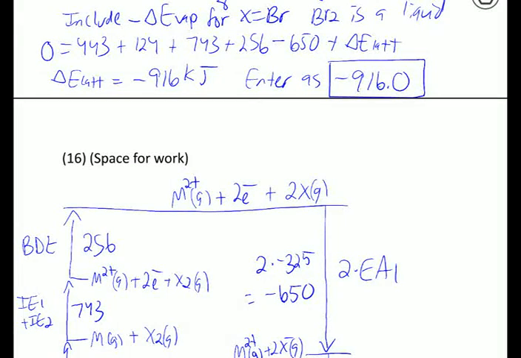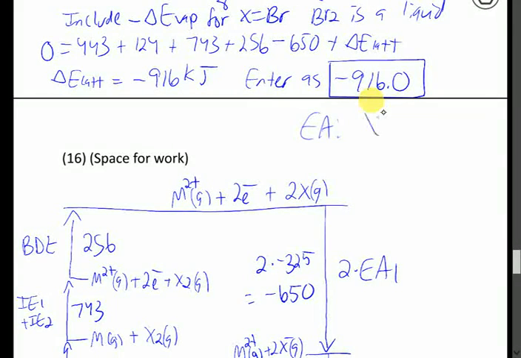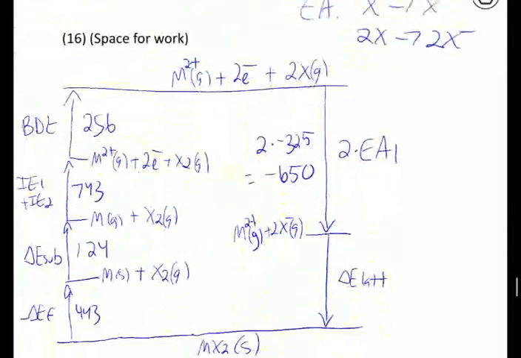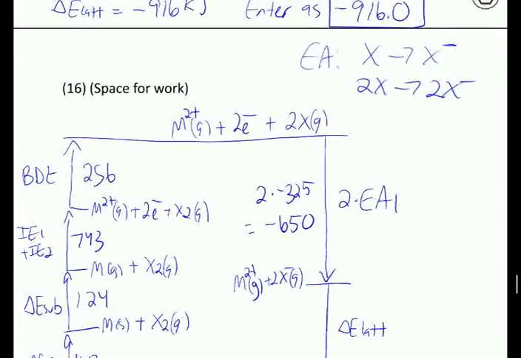The reason I multiply this by 2 is because there's 2 x's each taking on 1 electron. So the electron affinity refers to x going to x minus. Here we have 2x going to 2x minus, because our formula has mx2, so there's going to be 2 x minus anions. Each of those is going to release 325 kilojoules when it gains an electron. It's happening twice, so we have to double that. So that comes from the stoichiometry.